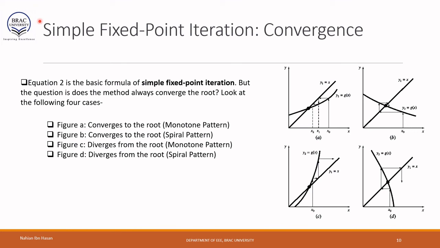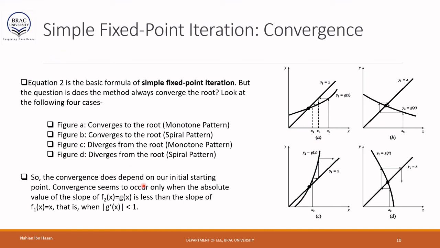But how do we check for convergence or divergence? That means, how do we check the divergence pattern in our code? Look at this figure. The convergence seems to occur only when the absolute value of the slope of g of x is less than the slope of f1 of x. That means in figure 1, the convergence is assured because the slope of the function g of x is less than the slope of the function x. That's why in this case the convergence is assured.